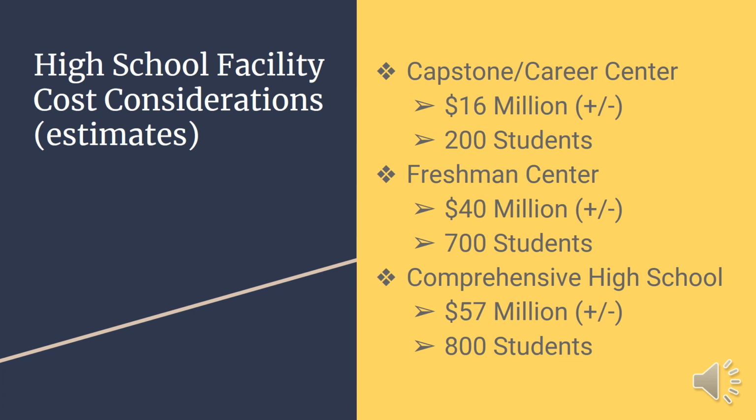You might ask, where does the 700 student count come into play for the freshman center? Well, at that size, once it's getting close to full, the existing high school for grades 10 through 12 would also be getting close to full, which would require a subsequent phase for that facility to expand. Regardless of any of these options, these are all estimates. No design work has been done at this time. We're just trying to give you a concept of what some of these options might cost.